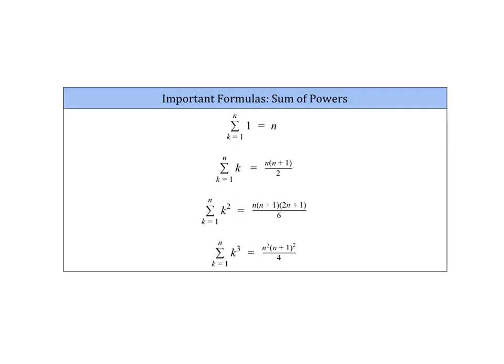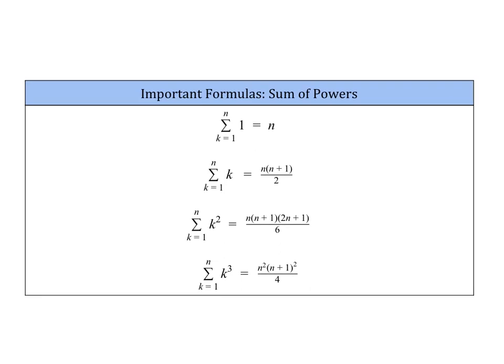So here are a few really useful formulas to know that involve summations. We can actually prove any of these formulas using mathematical induction. But here's what the formulas are. The sum of the first n terms of the series 1 is always just going to be n, right? Because it's just going to be 1 plus 1 plus 1 plus 1, n times. The sum of the first n terms of the series k can be found by doing n times (n plus 1) over 2, and we're actually going to prove this formula in the next example.